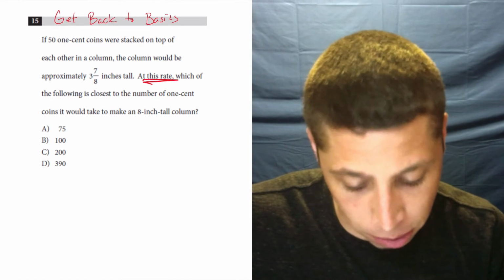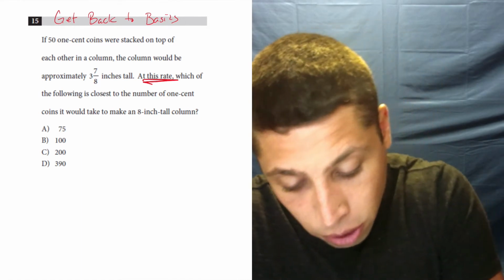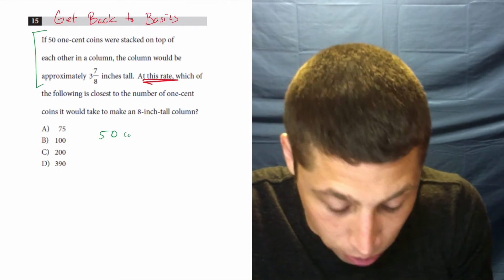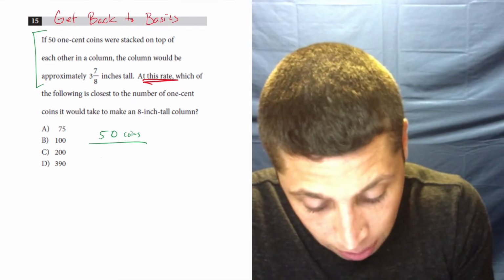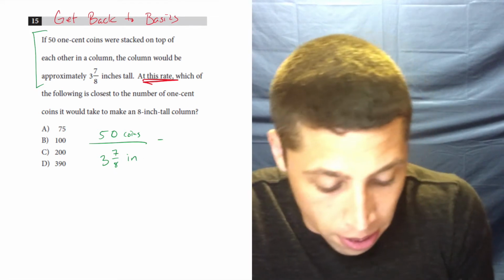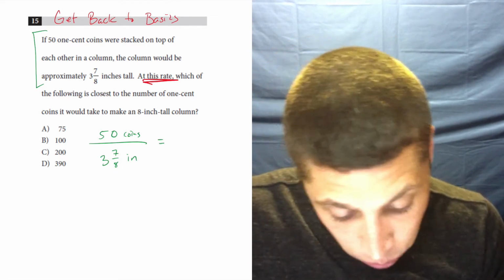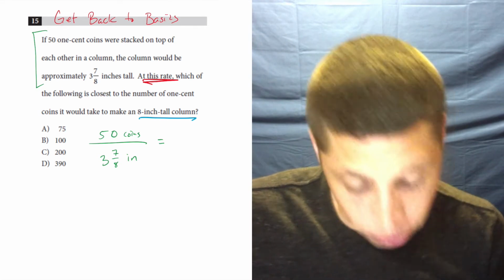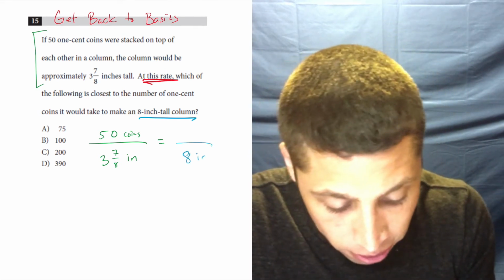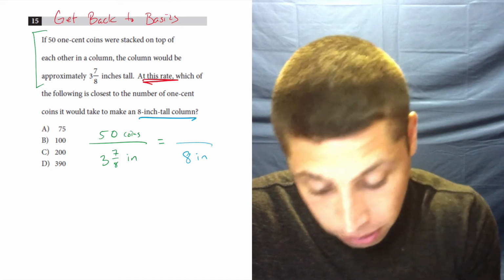The column would be approximately 3 7/8 inches tall. So our original fact is this: 50 coins is going to get me 3 7/8 inches. And now we're trying to see what happens with this rate when we have new numbers, right? So an 8-inch tall column, so 8 inches, and we want to know, okay, what's the number of coins?